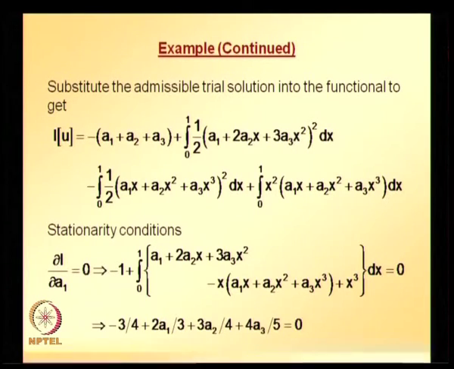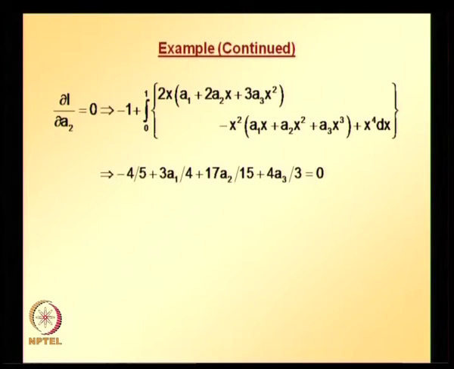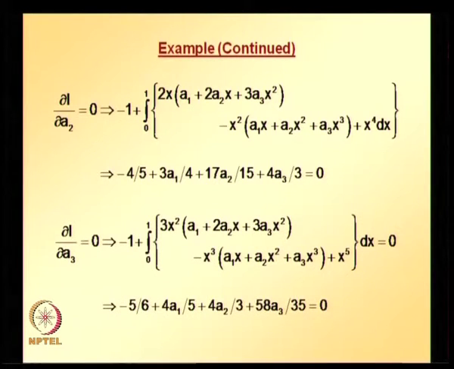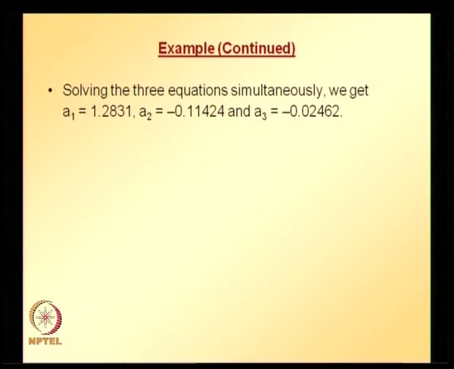Similarly, you apply the other conditions. The partial derivative of I with respect to a2 equal to 0 gives the second equation, and there are three unknown coefficients to be determined, so we require three equations. You get the third equation by applying the third condition. So now you have the required number of equations for solving the three unknown coefficients. Solving these three equations simultaneously, we can determine the unknown coefficients a1, a2, a3, and the values are given there.